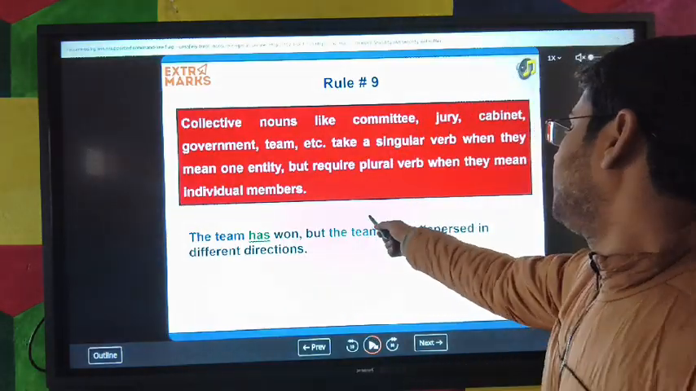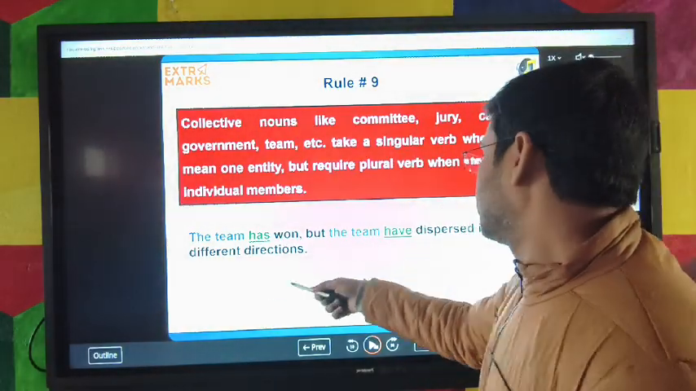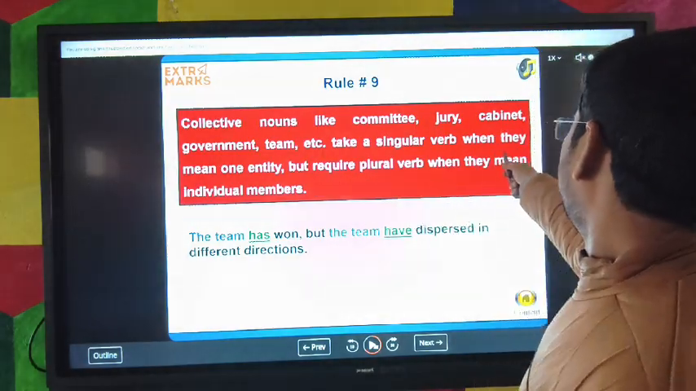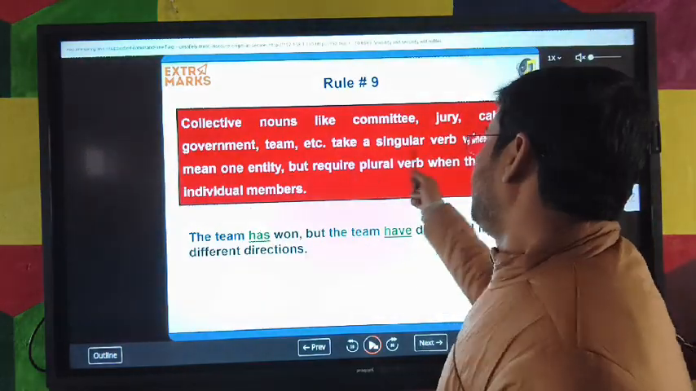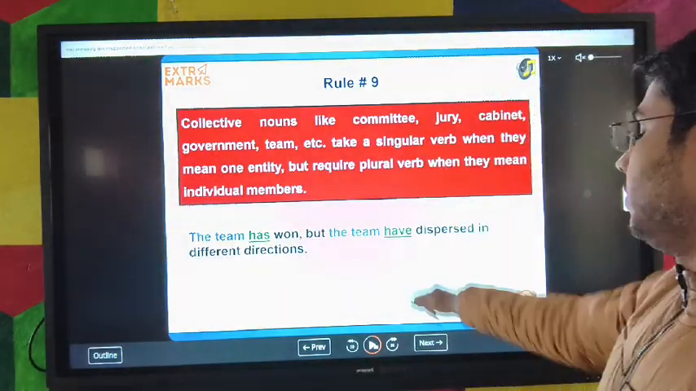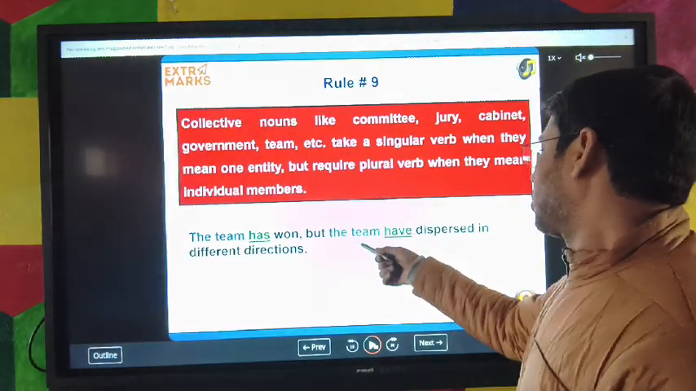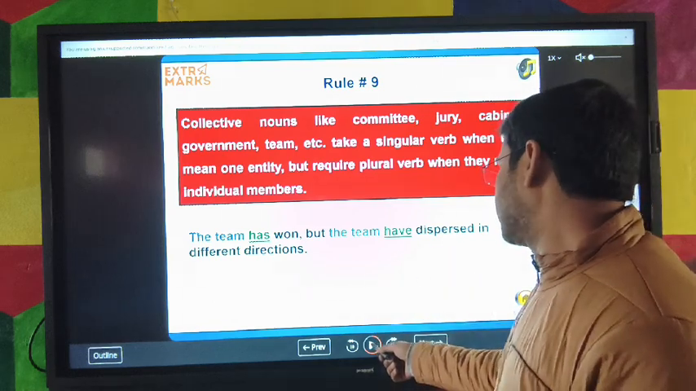But here the team means the members of the team. They have dispersed in different directions. So here we are talking about different individual members. So that's why the plural verb have is used in this clause. The team have dispersed in different directions.